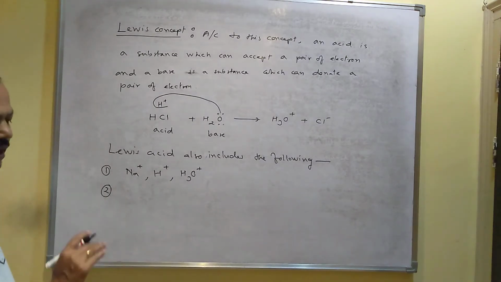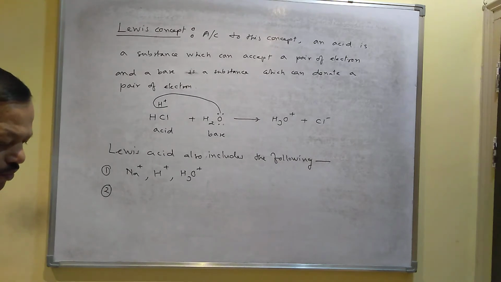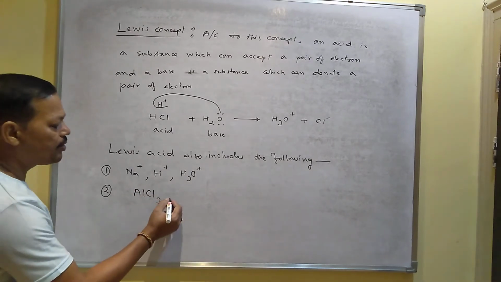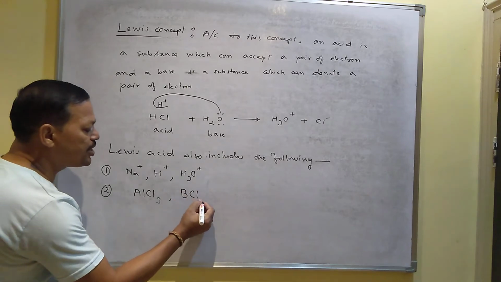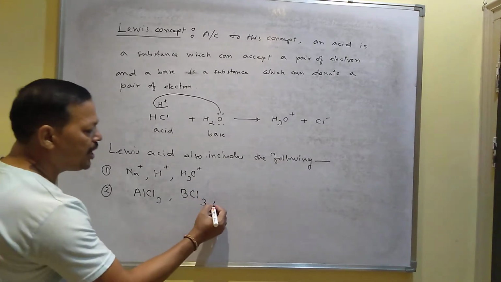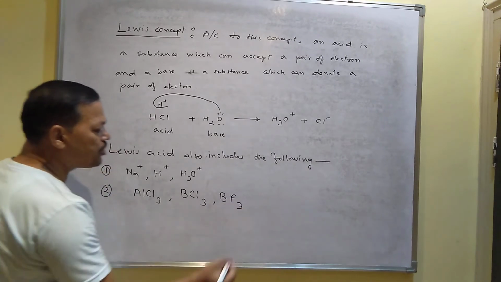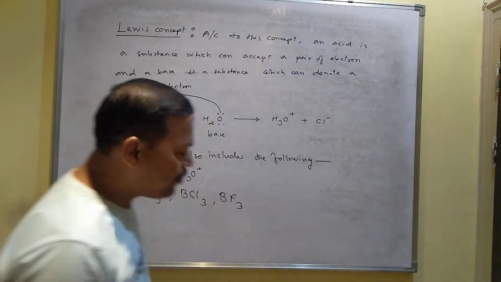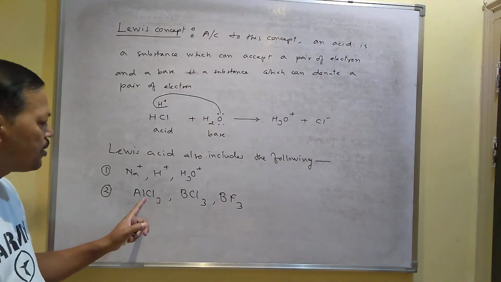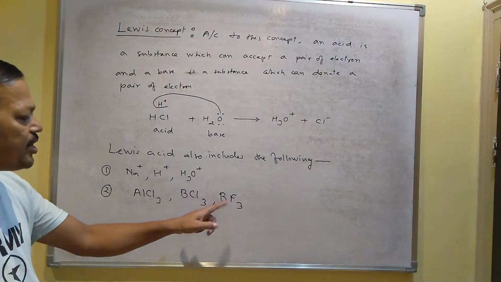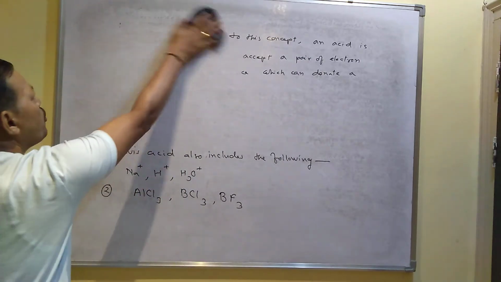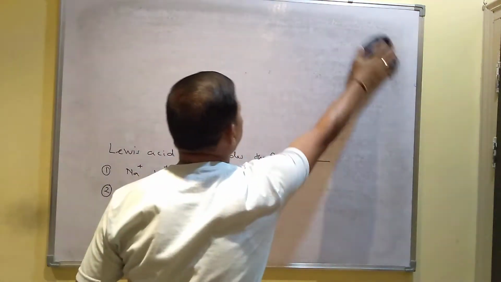Number two, these are the examples of acid. The molecules like AlCl3, which is called aluminium chloride, then BCl3, which is called boron trichloride, then BF3, which is called boron trifluoride. These also act as Lewis acid. To become acid, there must be hydrogen in the compound, but you see AlCl3, BCl3, BF3, this type of compounds do not have any H plus ion, but although they have no H plus ion, they can act as acid.